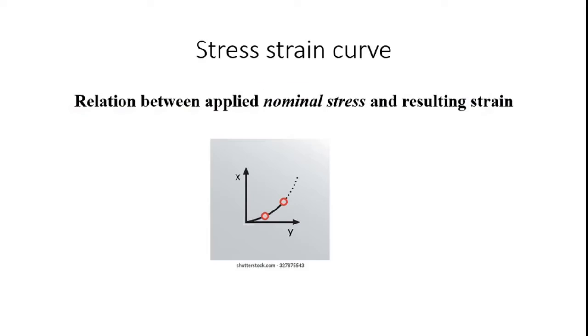So what is the stress strain curve? The stress strain curve represents the relation between applied normal stress and resulting strain. Here stress means the applied load on the workpiece material, and strain means the workpiece material gets deformed. Here the workpiece is the material.